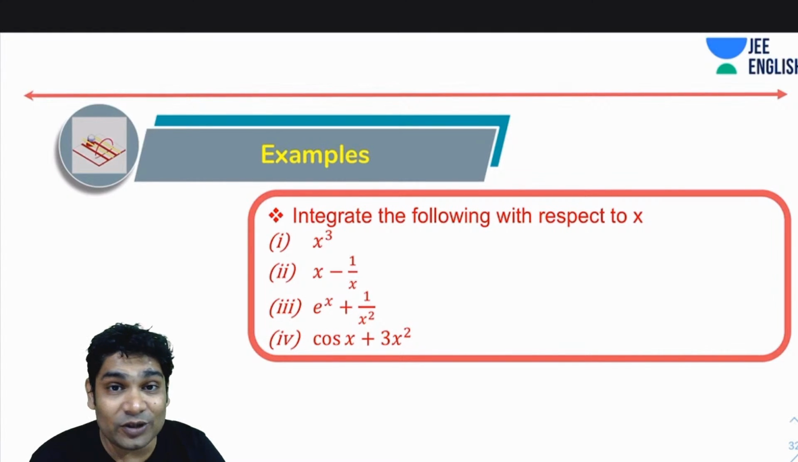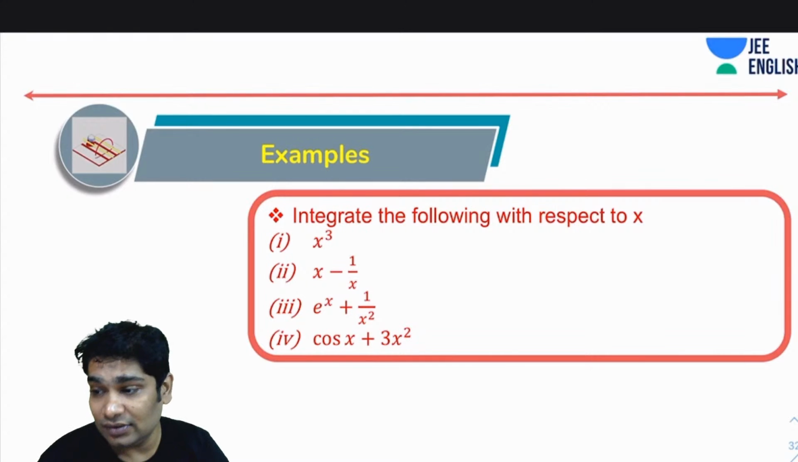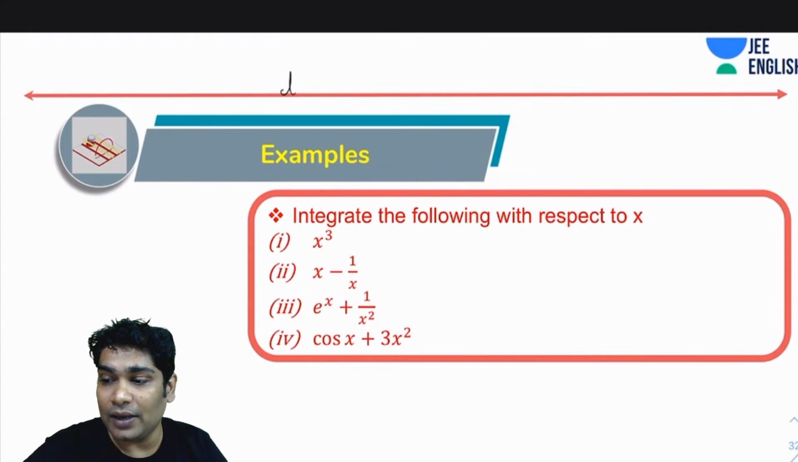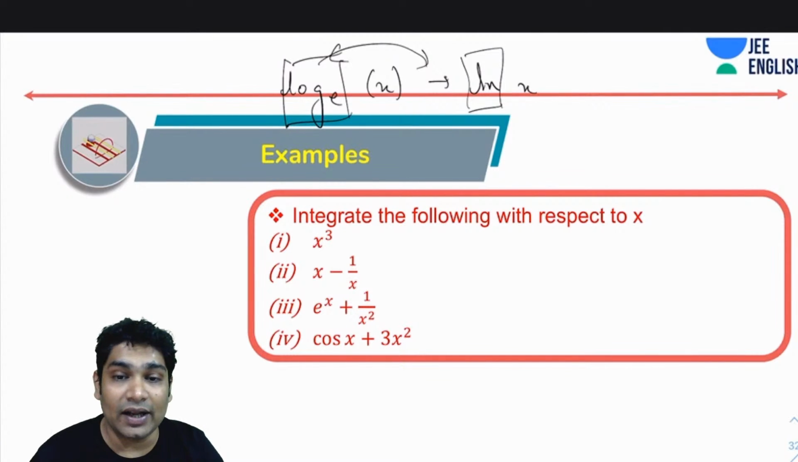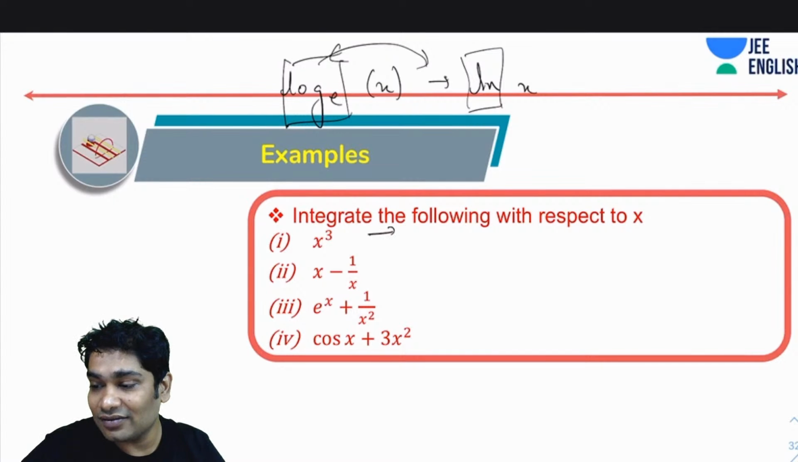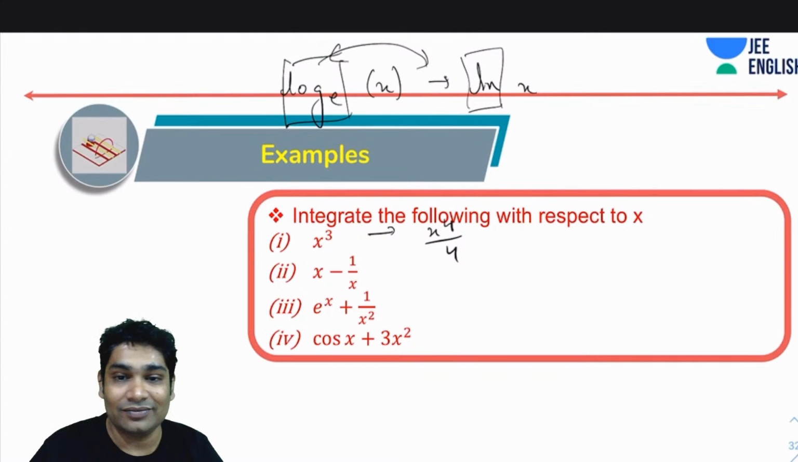ln is log to the base e. I don't know if you have studied log to the base e of x. This is also written as ln x. So ln is the short form, meaning log to the base e. Yes, well done. This is x to the power 4 over 4. Very good. Correct.